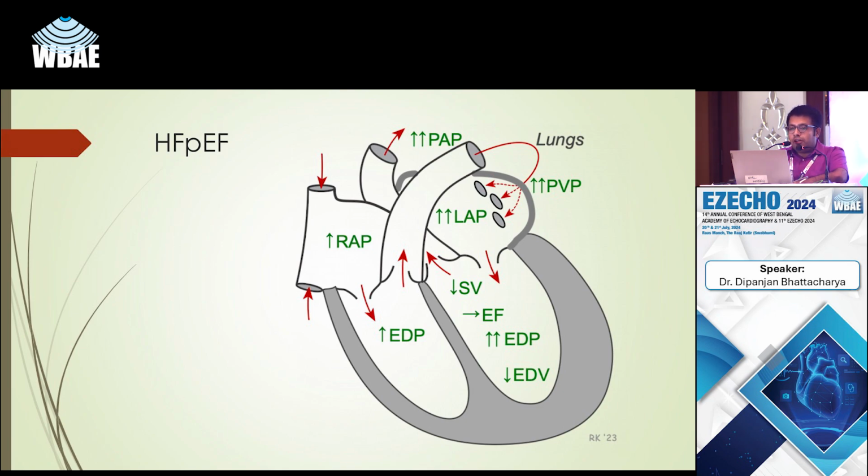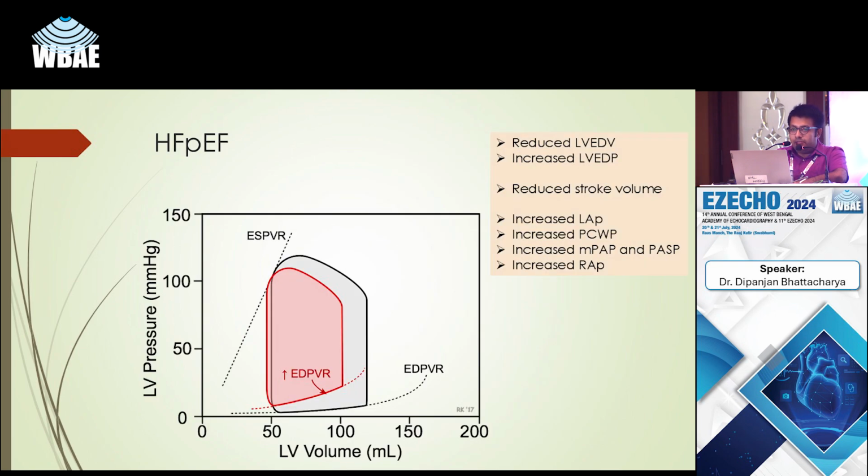So in the physiology of heart failure with preserved EF, what essentially happens is the LV end diastolic pressure goes up, the LV end diastolic volume comes down, and there's a reduction in the stroke volume as the ejection fraction is fixed. The elevated LV end diastolic pressure leads to an elevation of the left atrial pressure, leading to an elevation of the pulmonary venous pressure, pulmonary capillary wedge pressure, elevation of the pulmonary arterial pressure, which consequently leads to elevation of the RV end diastolic pressure, and finally the RA pressure gets elevated, leading to congestive cardiac failure.